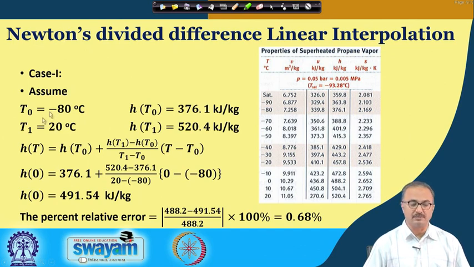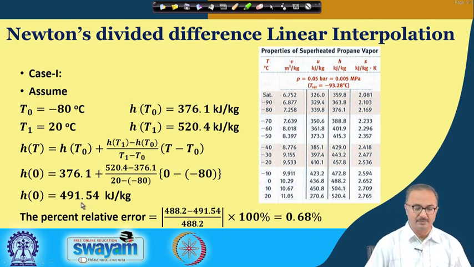Considering these two temperatures and figuring out the enthalpy values at these two temperatures, we do the iteration and find that this is the value of the enthalpy we are getting. Compared with the true value, we find a very small percentage error, about 0.68%. At the very first go, even after considering a very large range of temperature, we get a percentage error of less than 1%. That means we are able to get a very good estimate of the property.